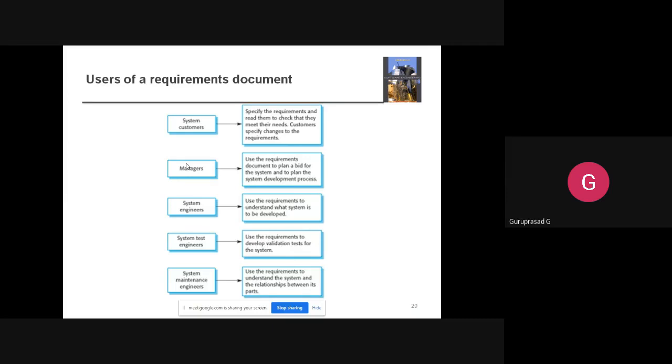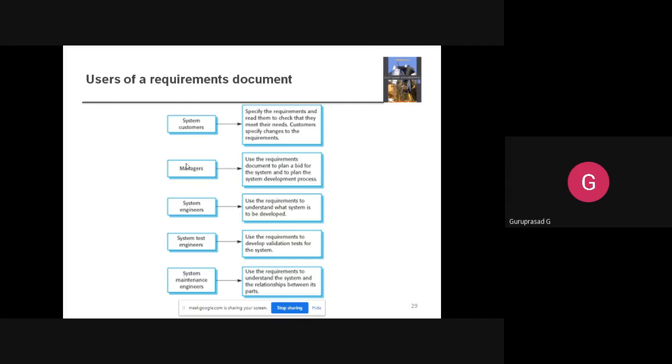Okay, so let us continue. So what are the different types of requirements users? Who are the users of the requirements document? The first one is the system customers.